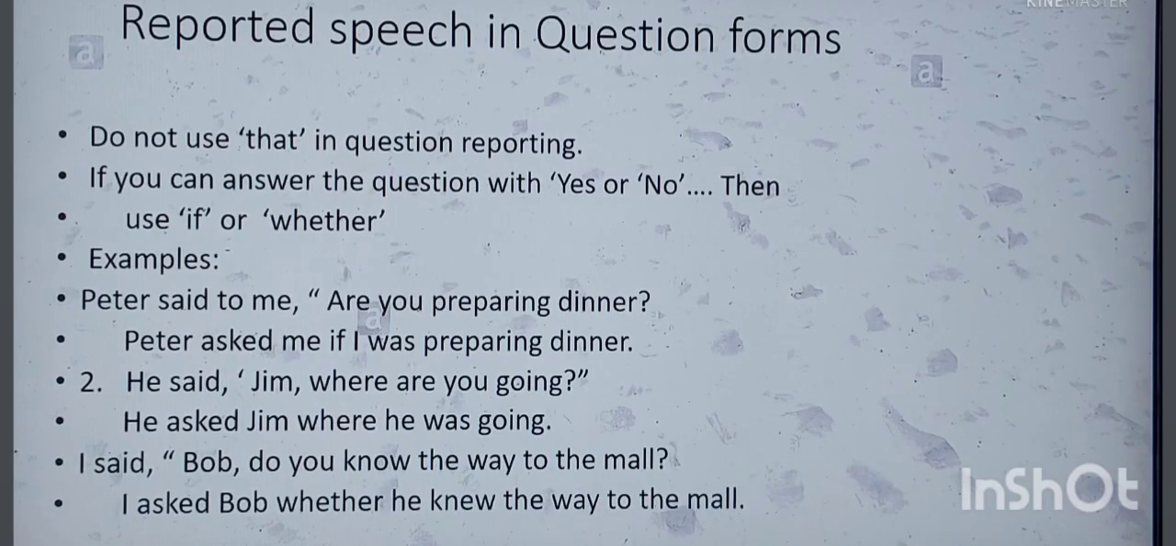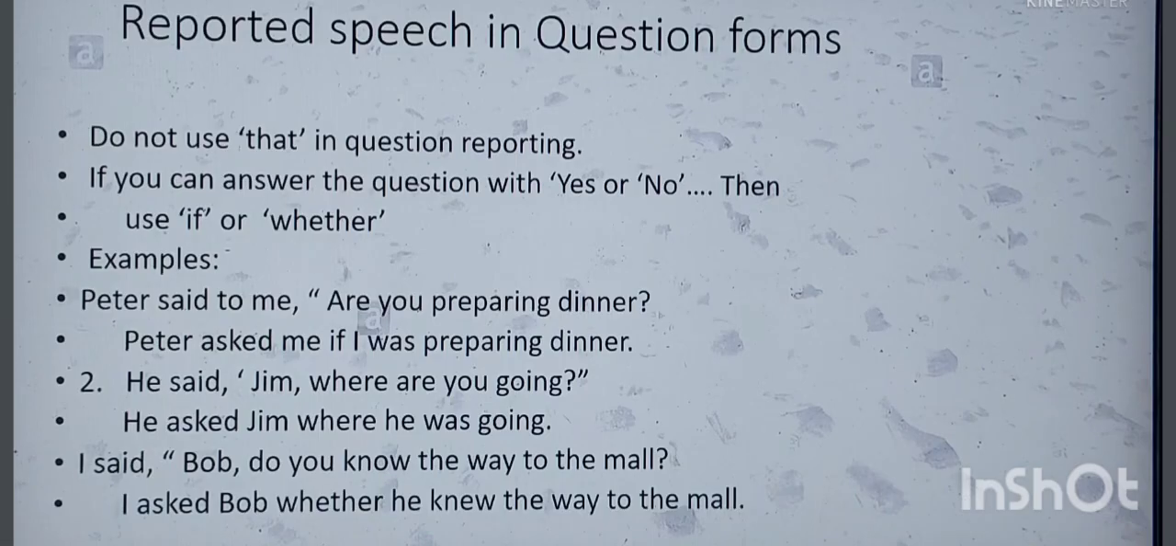Answer, he asked Jim where he was going. Take careful note here, children. Look, where are you going? Can you answer this question with yes or no? Where are you going? Can you say yes, no? It will sound so funny, right? You cannot answer this question with yes or no. So you don't use if or whether here. You change like this. Look at the question.